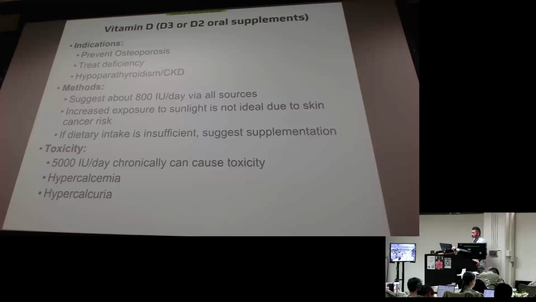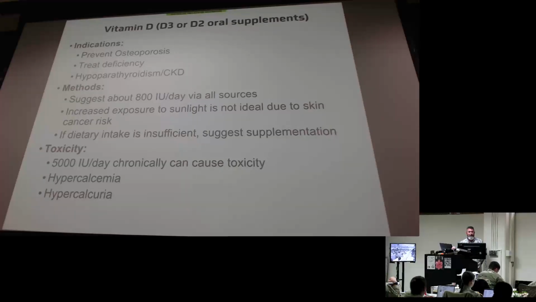So the indication for vitamin D, either D2 or D3, is to prevent osteoporosis, or if your patient has a deficiency. We're going to talk about its use in hyperparathyroidism and chronic kidney disease at a later date, beyond the scope of this lecture. And once again, we're just repeating how you can get there for vitamin D.